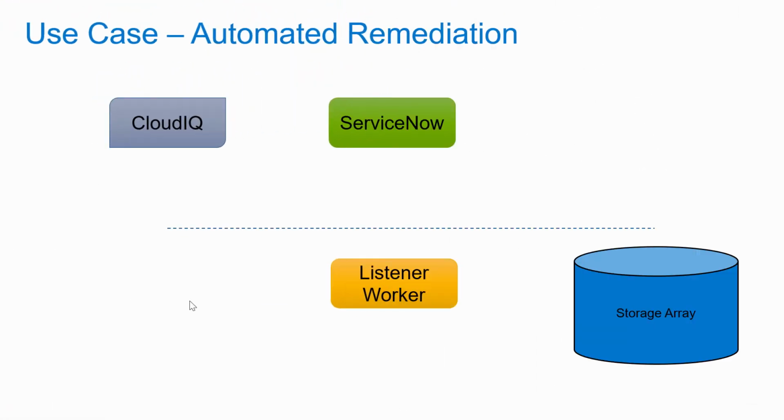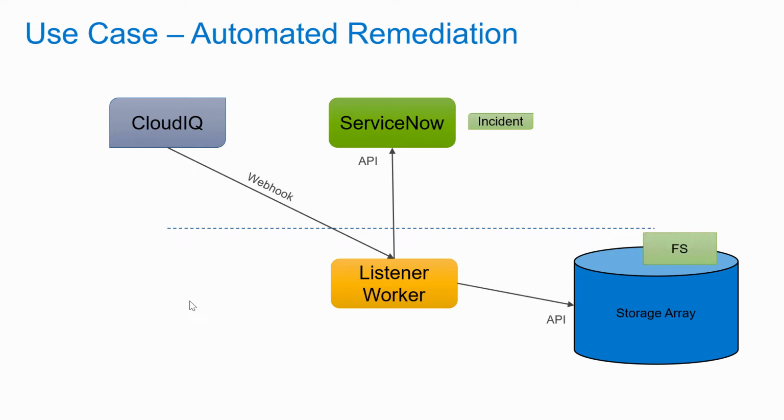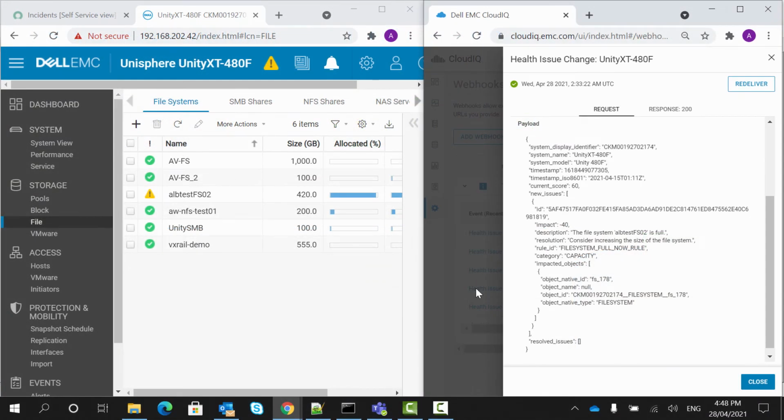Another use case is automated remediation. If an event requires immediate attention and an automated remediation is possible, we can trigger the remediation workflow when a webhook is received. We can do this in addition to incident management. For example, this alert tells us that the file system is full. In the storage array, we can see that the current size of the file system is 420 gigabytes.